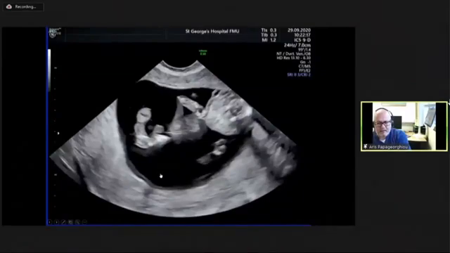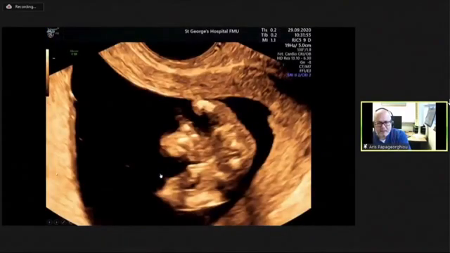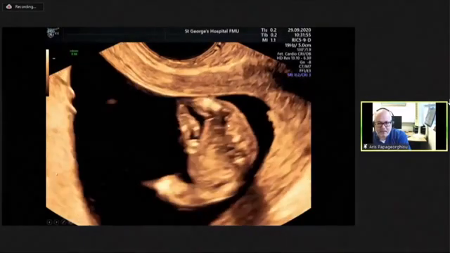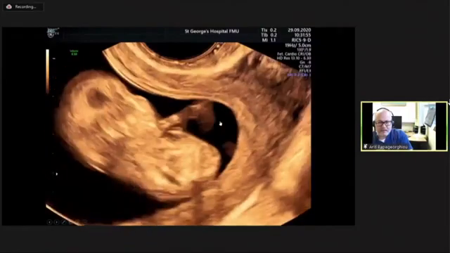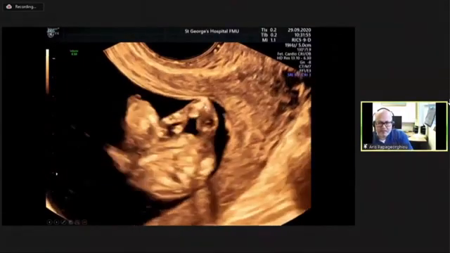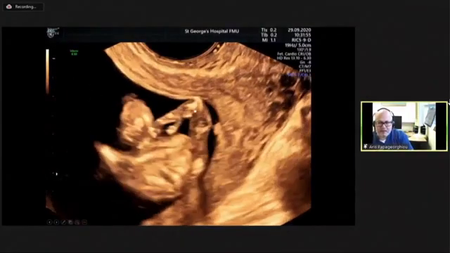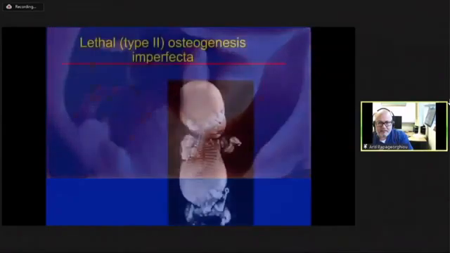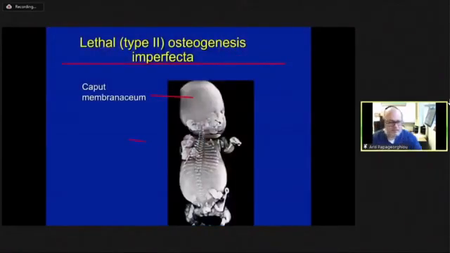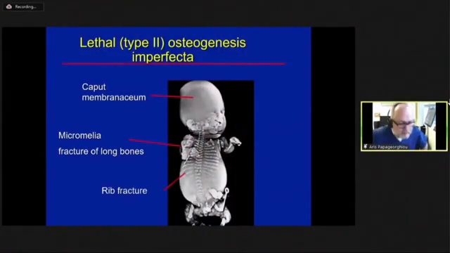And the severity of the fractures inside the long bones, these many fractures, mean that ultimately the bones just get very short. But there you can see a really acutely angled bone, and you can see that on these images and also on 3D. So this is type 2 osteogenesis imperfecta.